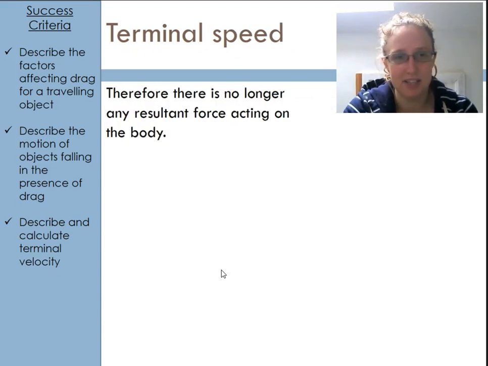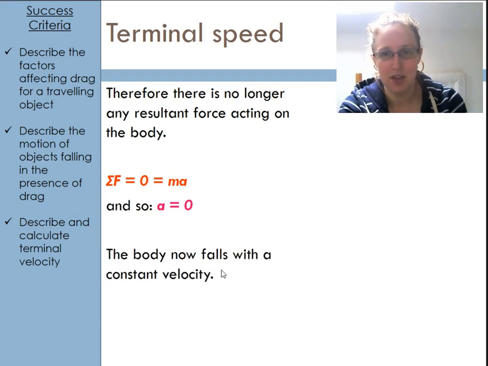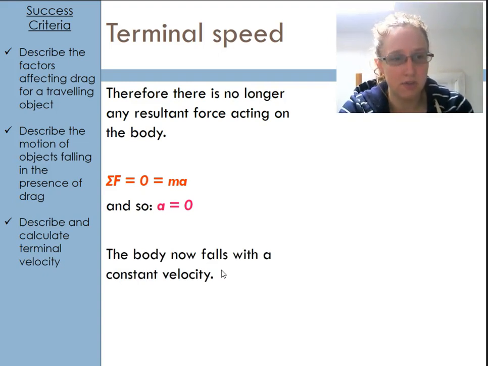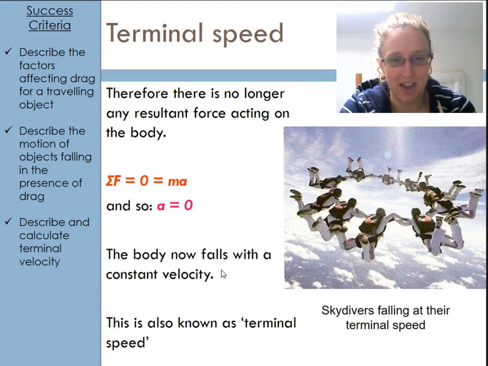Okay, so basically there's no longer any resultant force acting on the body. Resultant force equals 0, so ma equals 0, so a must equal 0. So our body is now falling with a constant velocity, which is known as the terminal speed, which is the bit of skydiving that is fun. The bit where you're travelling at the same speed, that's the bit that you want.